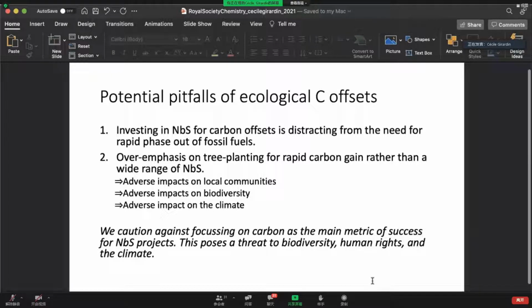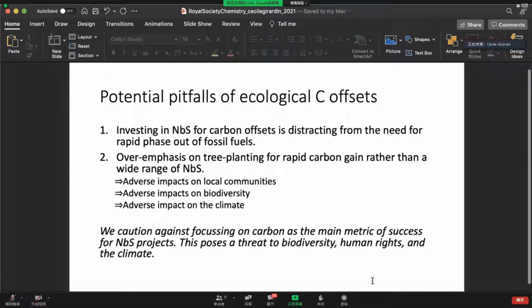We need to be clear about what the pitfalls for ecological carbon offsets are. Investing in nature-based solutions is maybe distracting from the need to rapidly phase out fossil fuels. And there's an overemphasis on tree planting for rapid carbon gains rather than a wide range of nature-based solutions that are monitored, that have a metric of success based on biodiversity, climate, as well as effects on social equity and local communities. This emphasis on rapid carbon gain could have adverse impacts on local communities. So we're talking about displacing communities for plantations, for example, that happens.